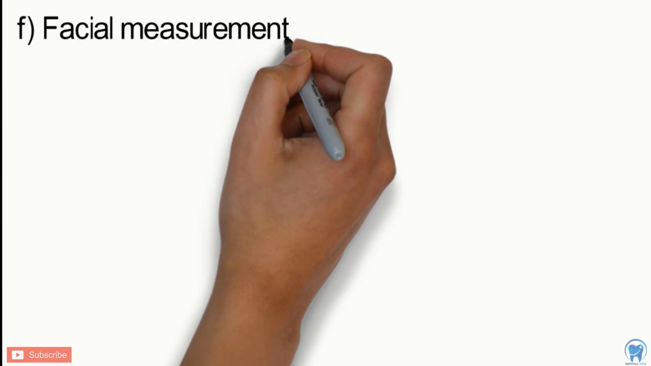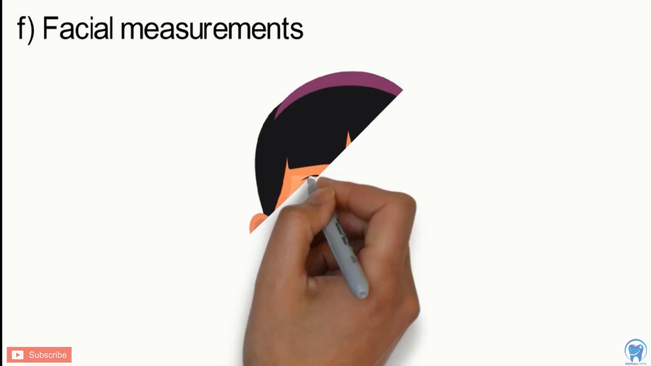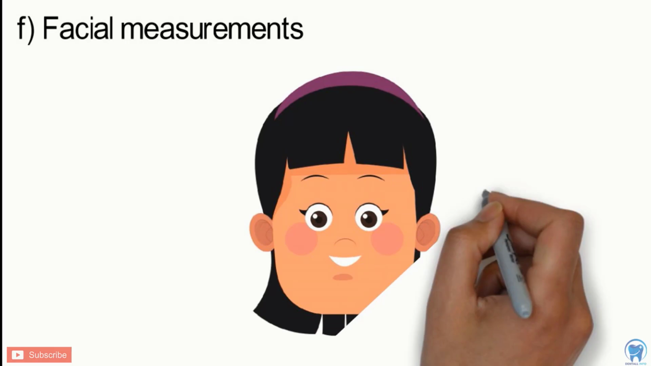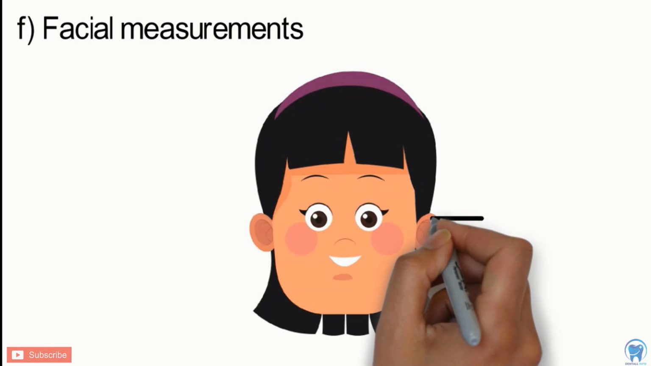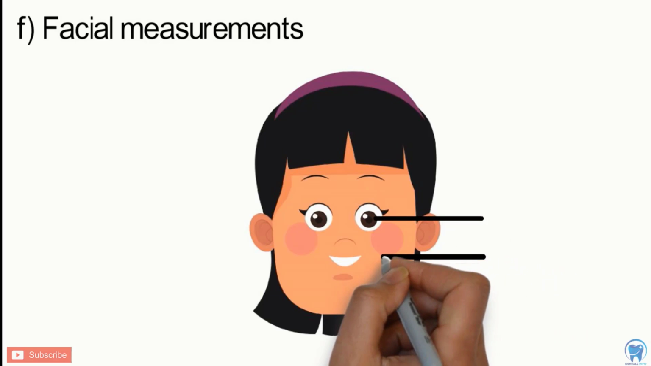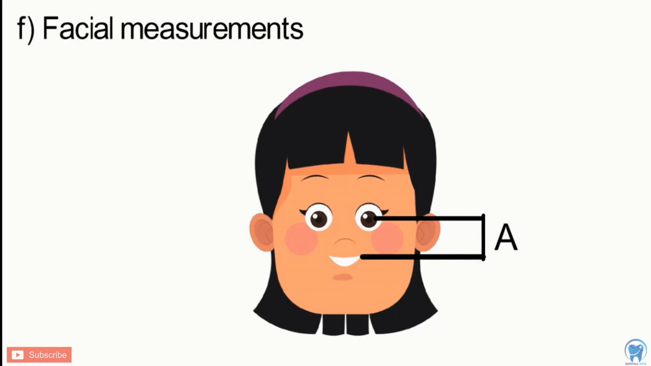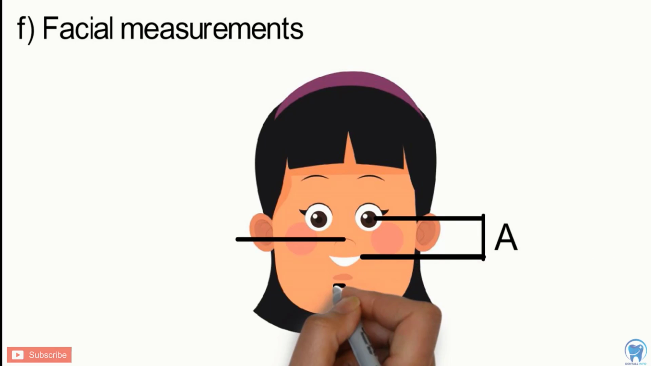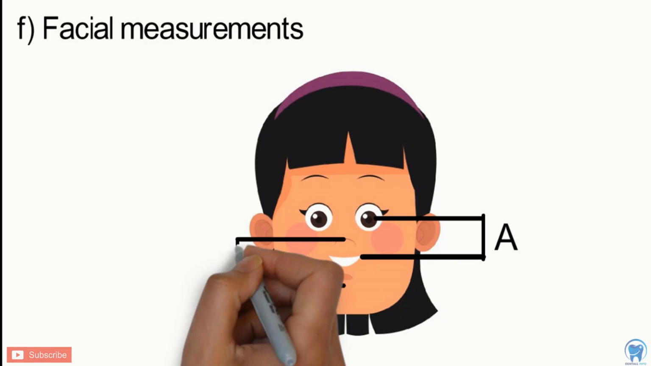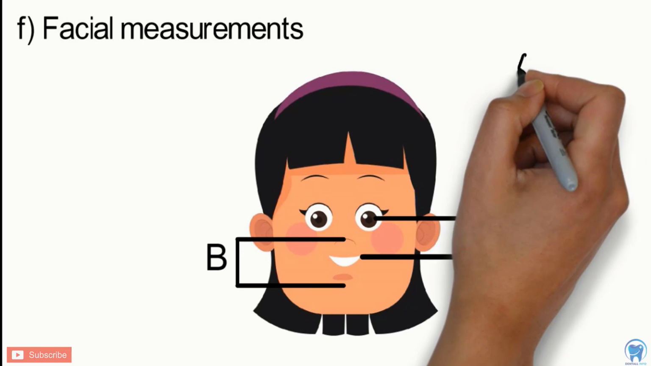Facial measurements can also be used to determine the vertical dimension. For example, the distance between the pupils and the corner of the mouth is equal to the distance between the tip of the nose and the chin. This is known as the Willys guide. These facial measurements prove useful in determining the vertical dimension at rest.